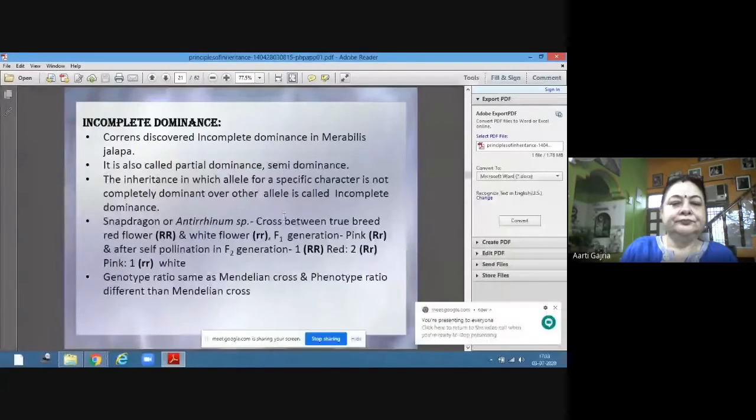As the term suggests, the dominance is not complete. That means the dominant gene is not completely dominating over the recessive gene. The dominant as well as the recessive are both able to express themselves. That's why what we can see is a mixture of those two. So that is called incomplete dominance. Let me give you an example.